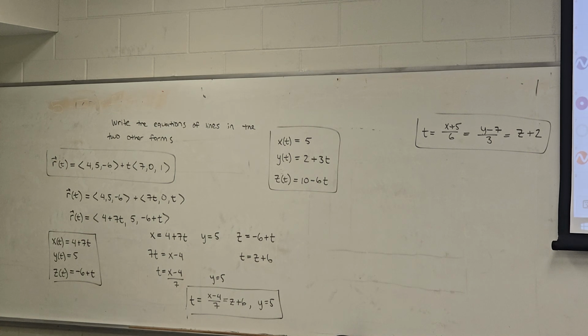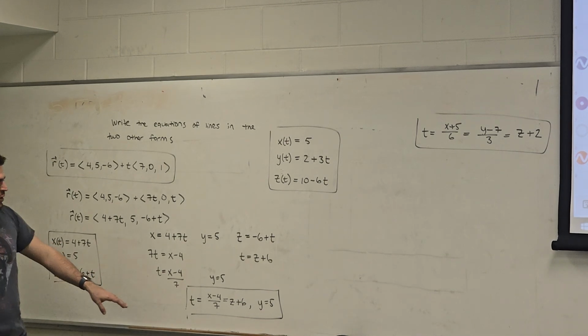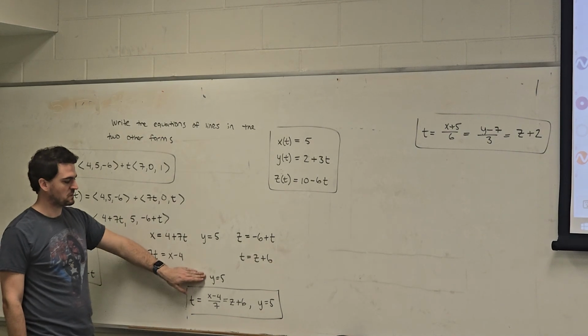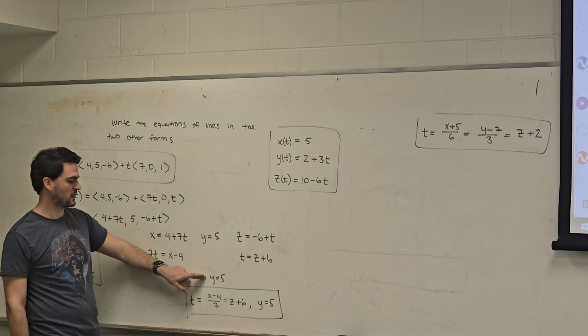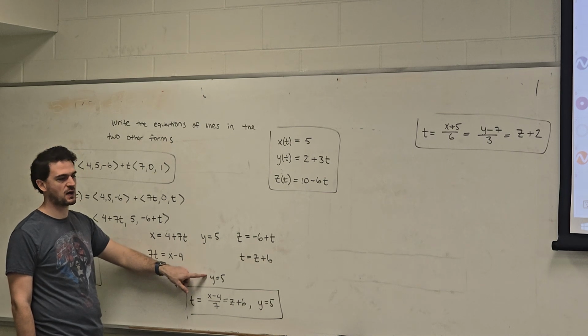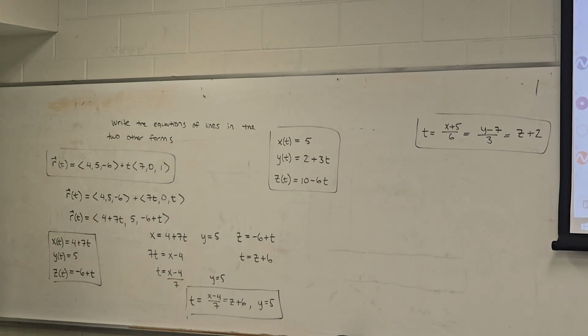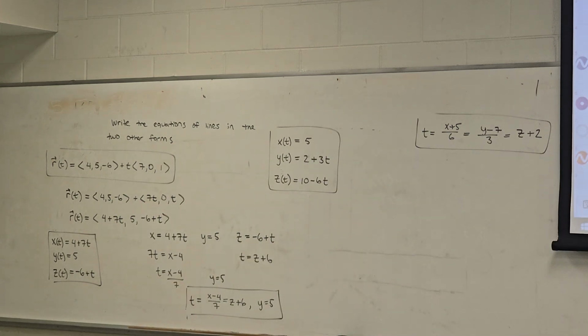Now again, this is a two-part lesson. I do hope to uncover what it means that y equals 5. What if it means that there's no t value there? It means that no matter where you go, the y coordinate is always 5. So let's go ahead and graph that. So it's a vertical line.